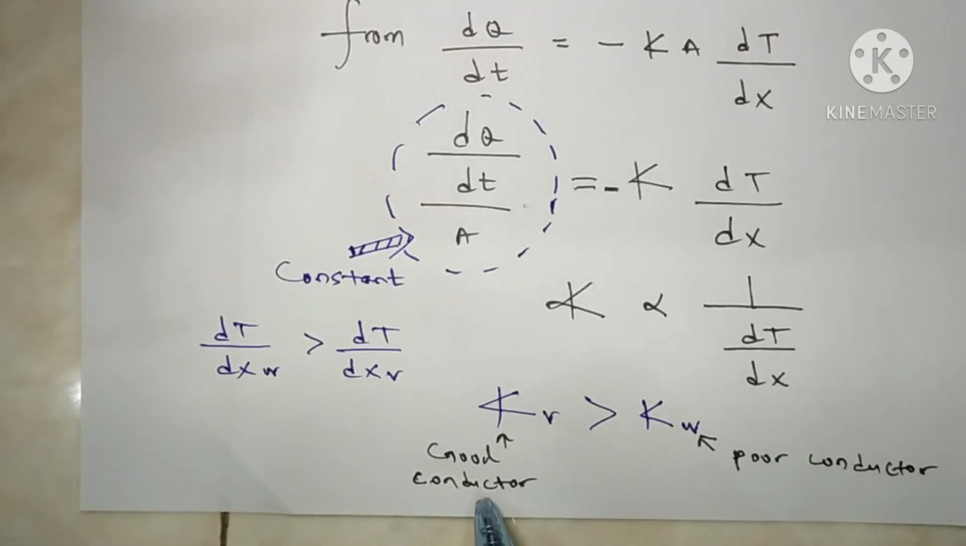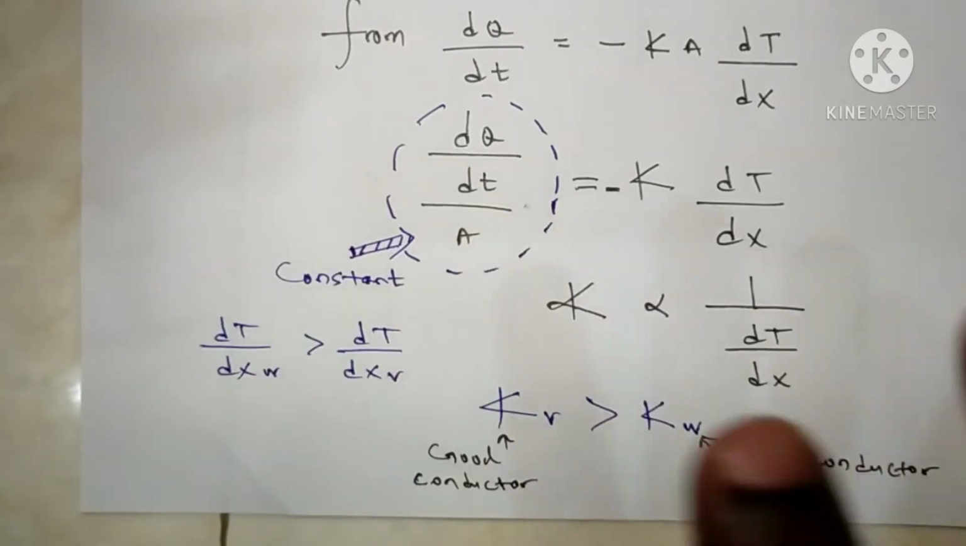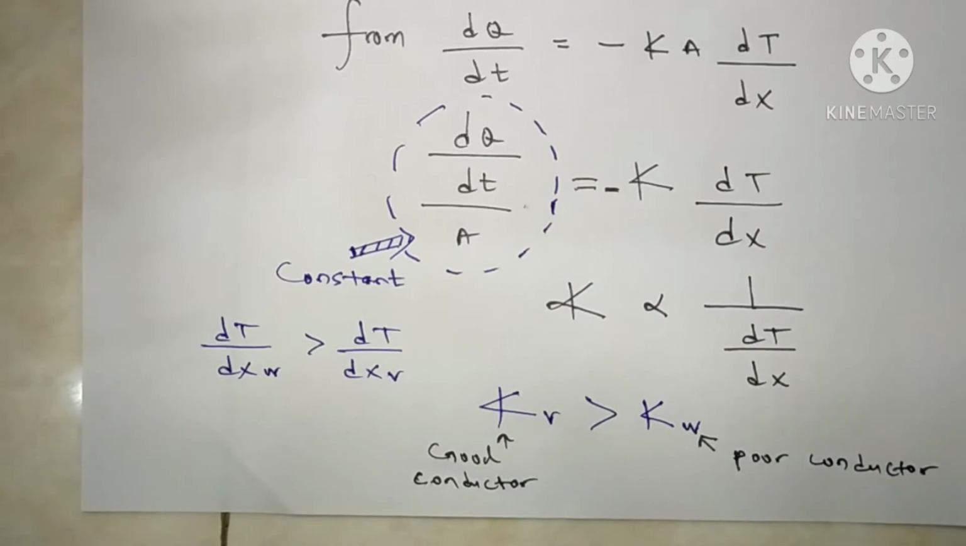So V is a good conductor, whereas W is a poor conductor. Simple like a bubble without giving you any trouble.